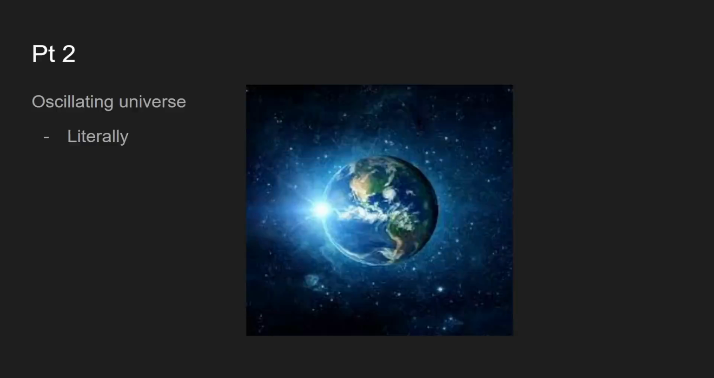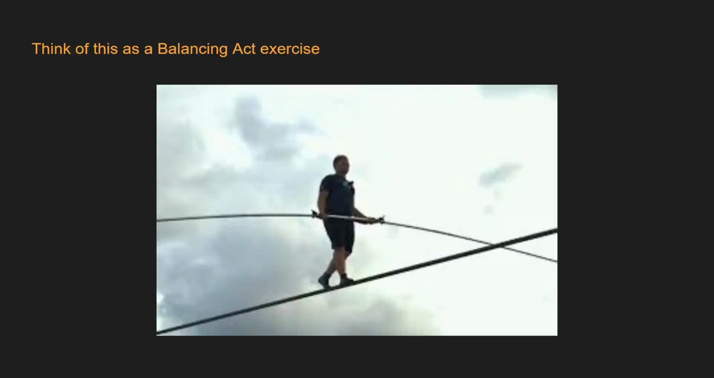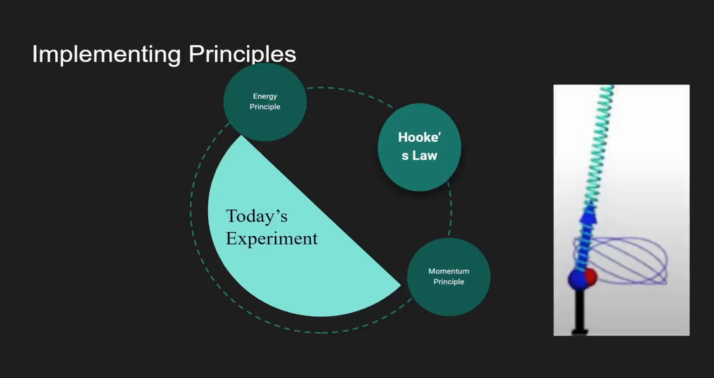In reality, though, we're in an oscillating universe with realities that should bend and shape around us, like the electrons, the Earth around the sun, and especially this lab. So, as engineers, it's important that you understand this balancing act exercise, where you have to understand that one force has to counteract the other. And that's the thought that we're going to lead into for the implementing principles in today's experiment.